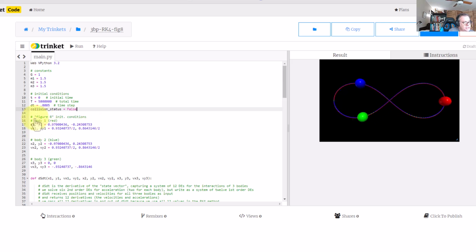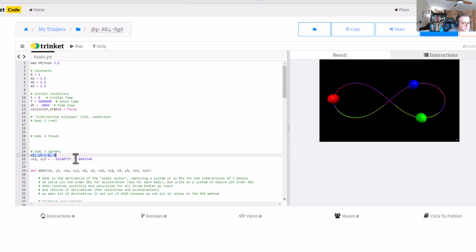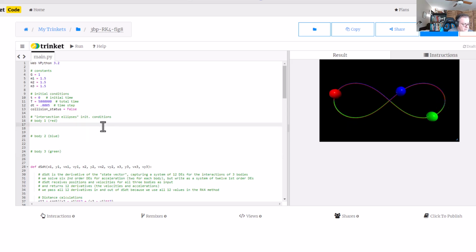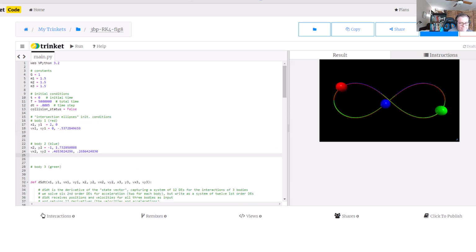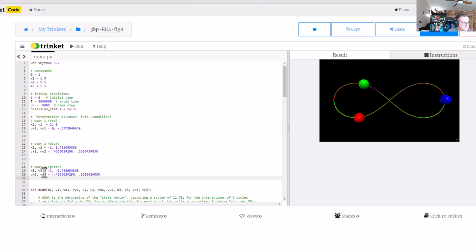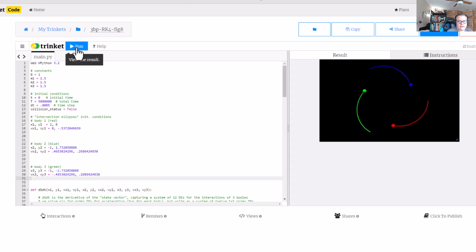I'm going to change this. I'll just call this the intersecting ellipses. And now run the same thing. And that's just pretty neat.